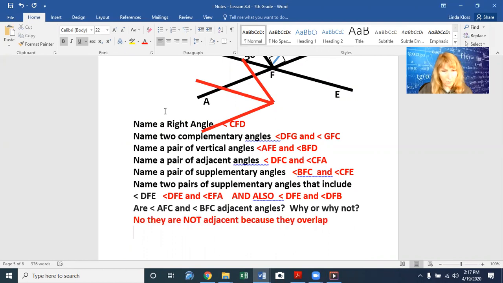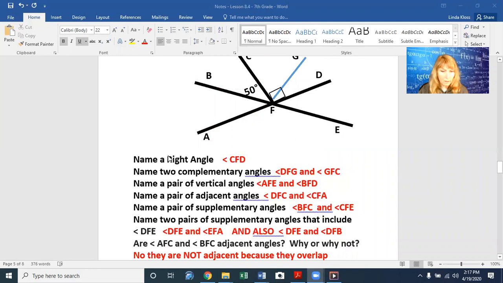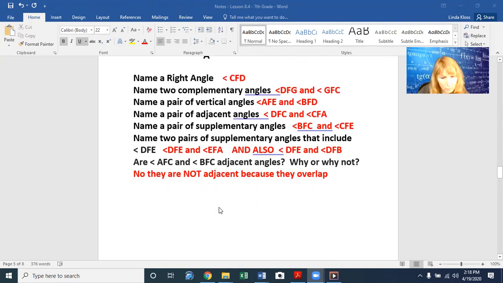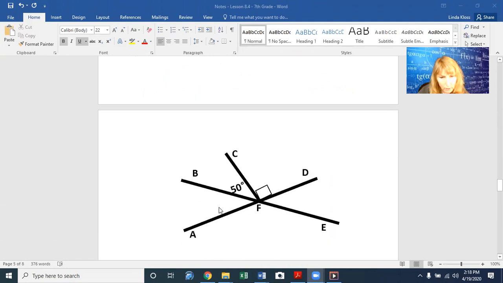Okay, so here are the answers to this diagram. I would strongly suggest going back and reviewing it if it's confusing to you so that you can get a handle on what the different names are for the angles and how they interconnect and how they are talked about with geometry and how they are measured. All right, let's go to the next page here.